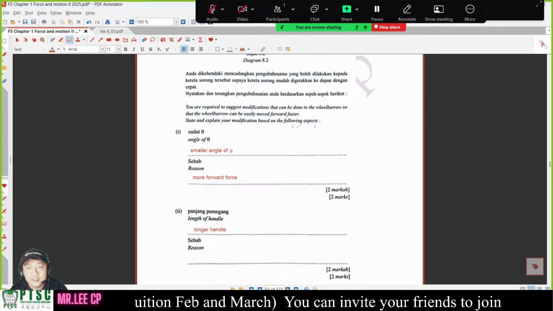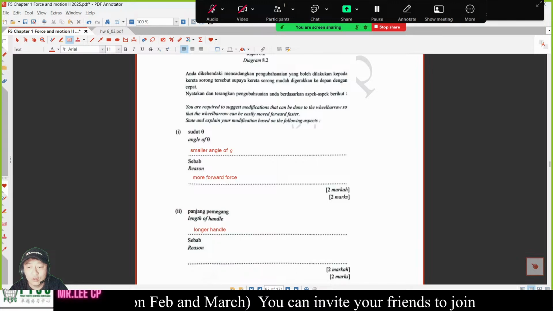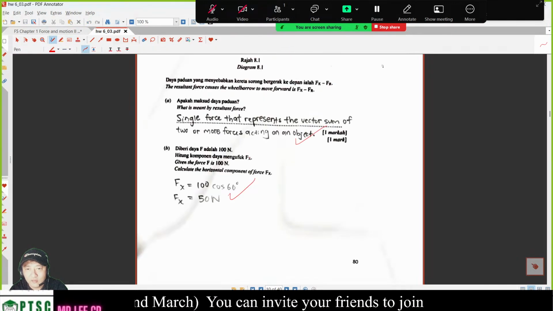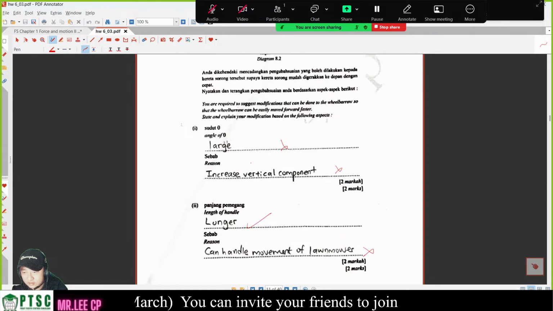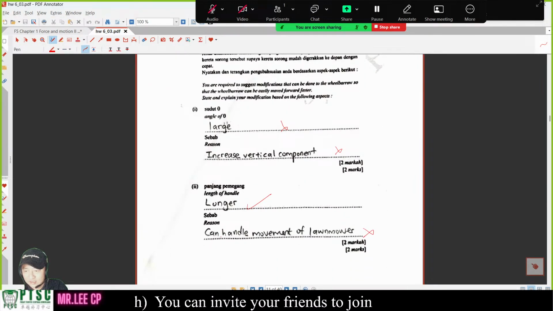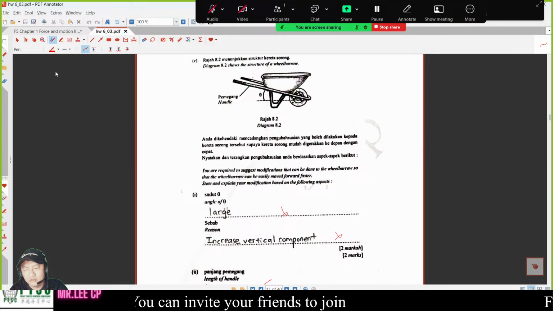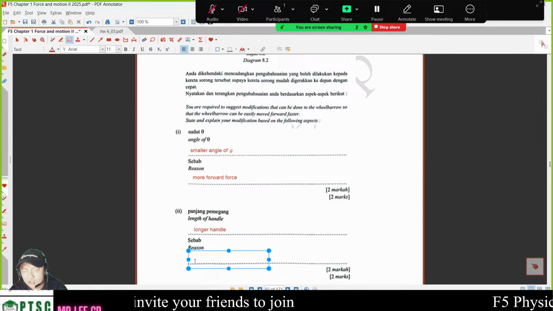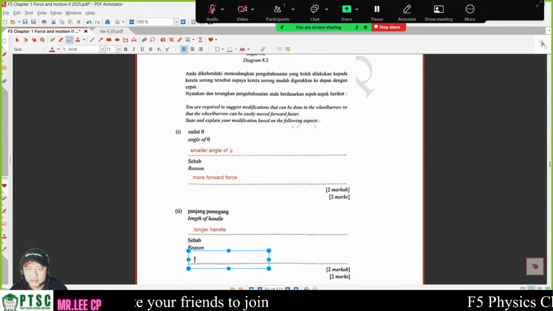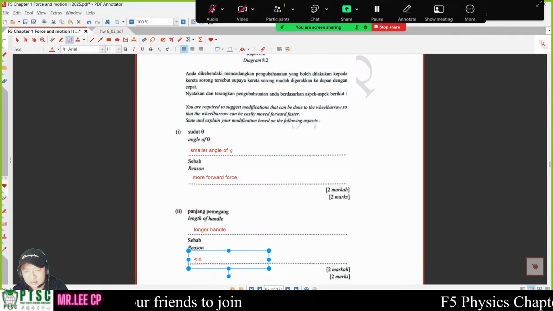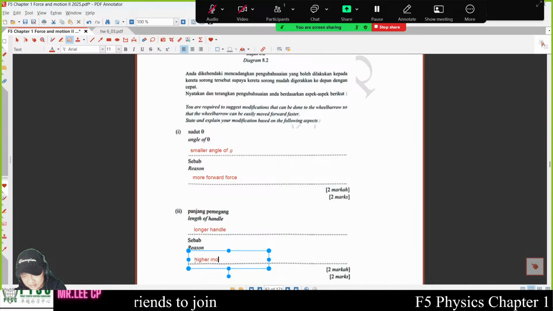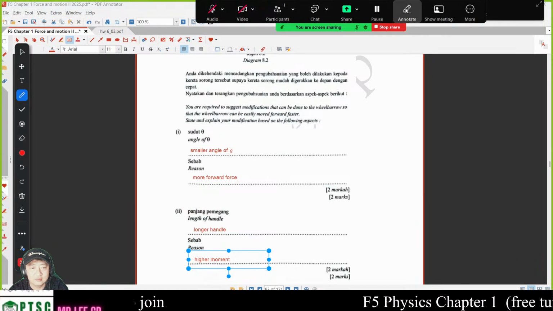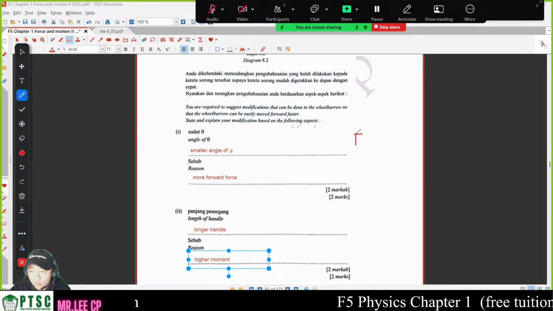Longer handle. Why a longer handle? This one is about moment. Let's see how you answer. Moment you are not learning; only from Form 6 you will learn. A longer handle produces a higher moment. Moment is one kind of force. What is moment?